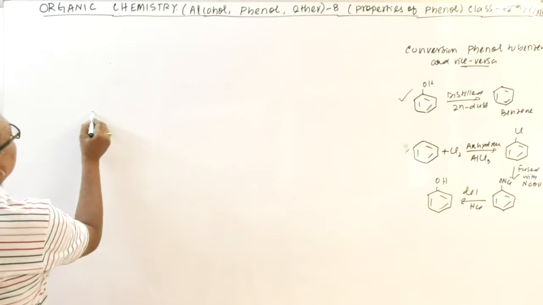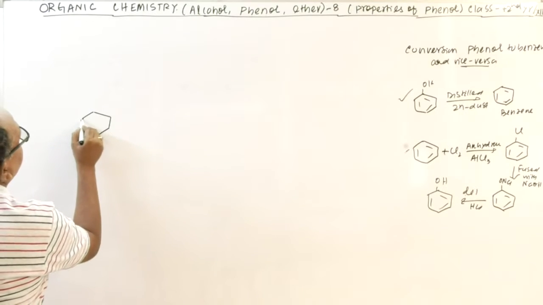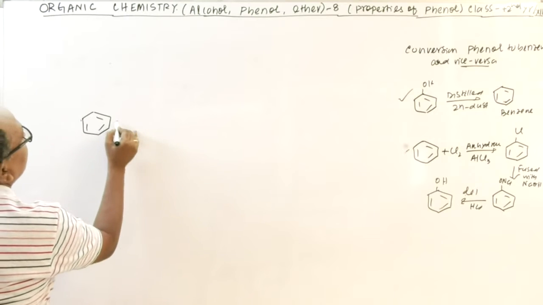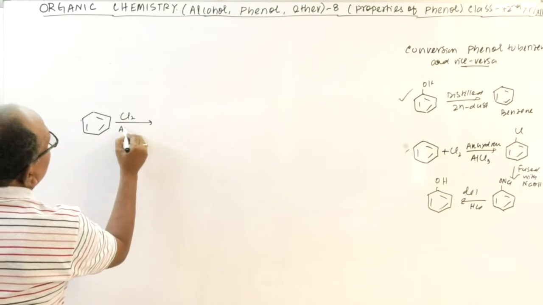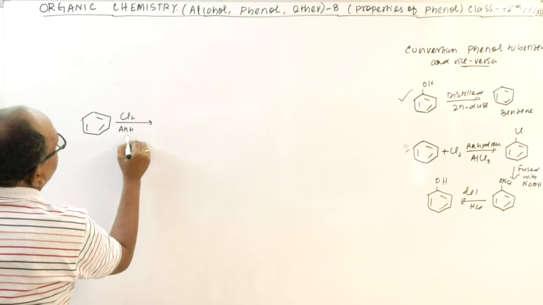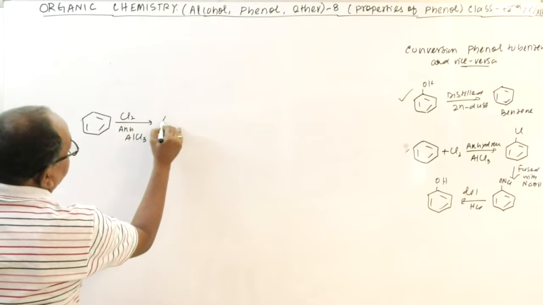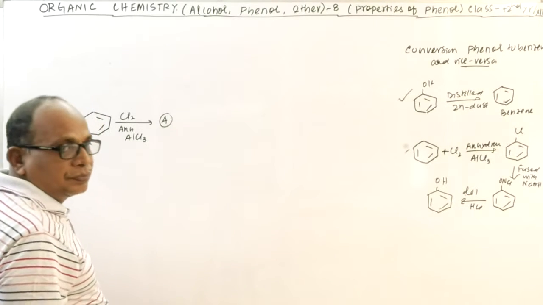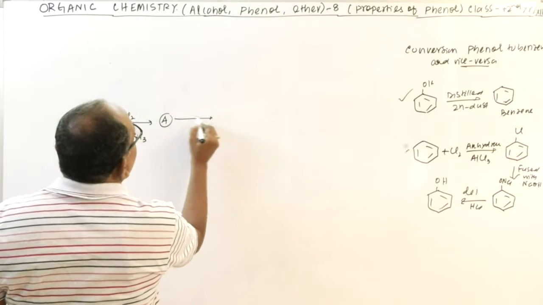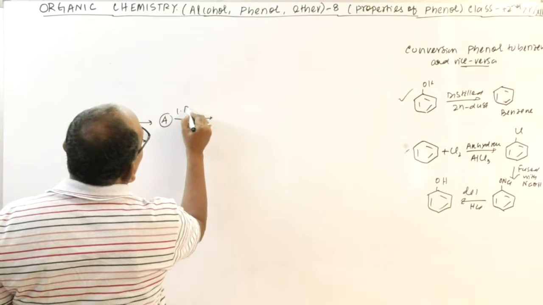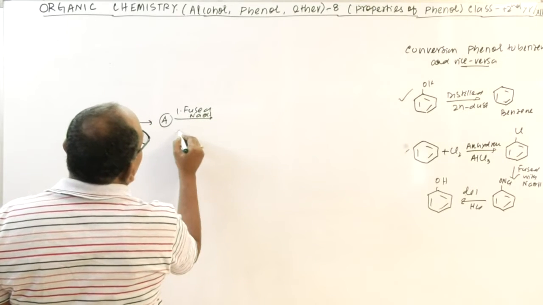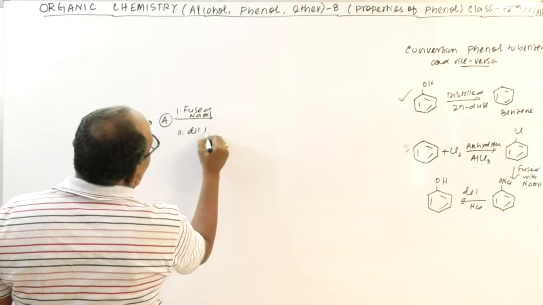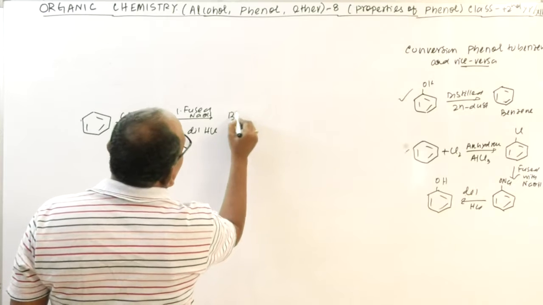Suppose you start with benzene, heated with chlorine in anhydrous aluminum chloride, it gives A. A is fused with NaOH, then dilute HCl, it gives B.